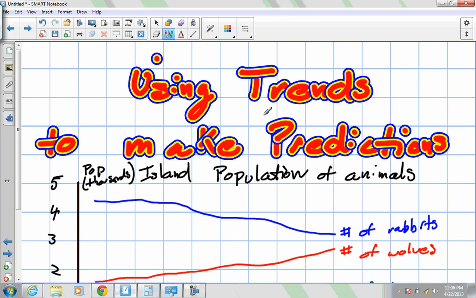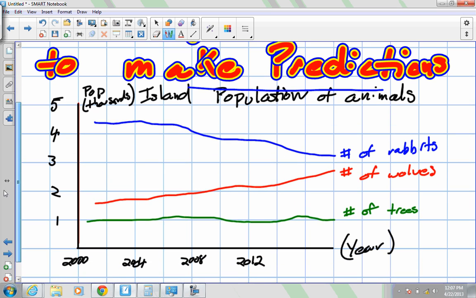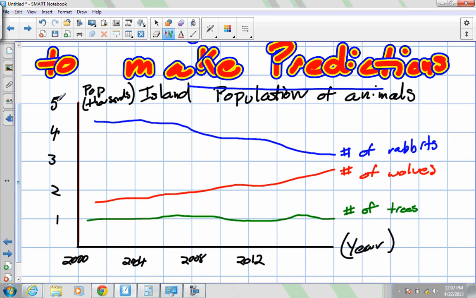Okay, so we're going to use trends to make predictions with graphs. Part of doing this, we'll have to use quite a bit of critical thinking. The title of this is the island population of animals. Imagine this is some island, who knows where, maybe Pacific, Atlantic, and it has animals and wildlife living on it. Our y-axis is measuring the population, but it's in thousands. So let's keep that in mind.